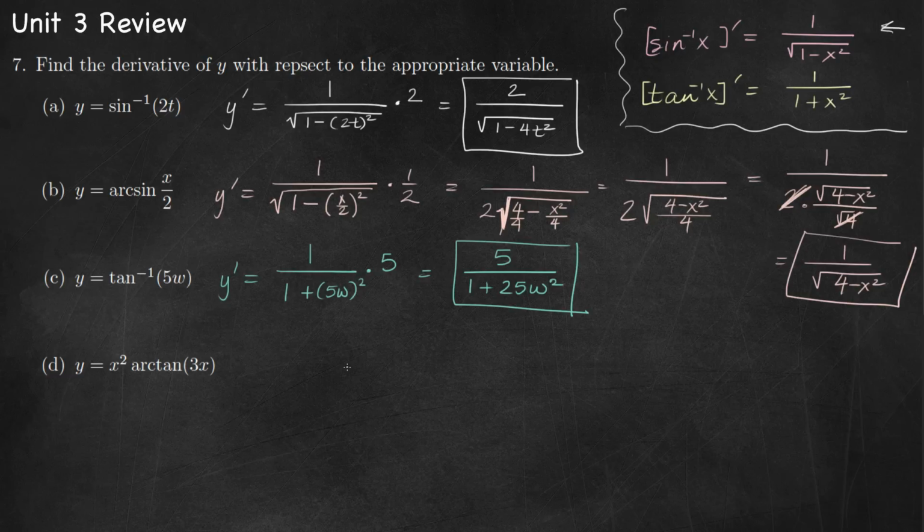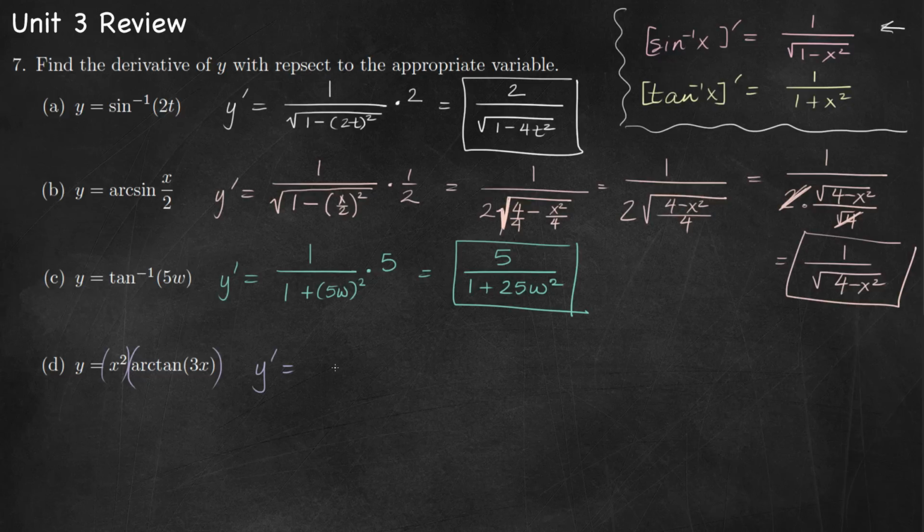Part D, y equals x squared arctan 3x. So we need product rule to find this derivative. Our first factor is x squared. Our second factor is arctan of 3x. When we get to the part of the product rule where we have to take the derivative of arctan 3x, we're also going to need to use the chain rule because it's not the arctan of x, it's the arctan of other stuff. We're going to start with our product rule.